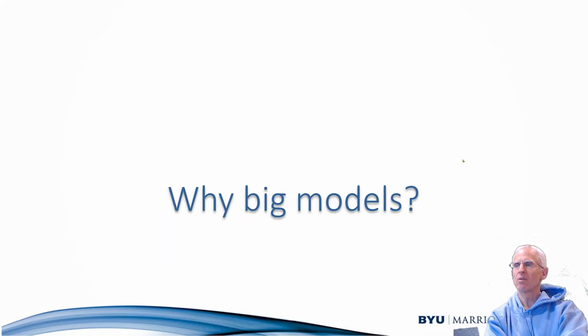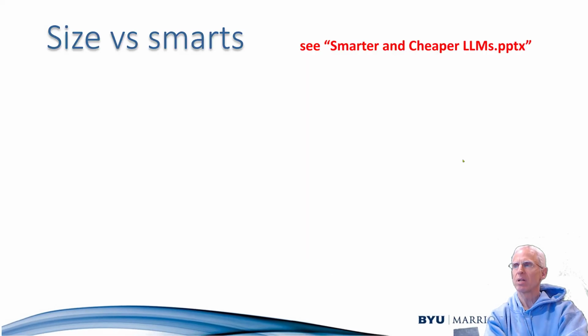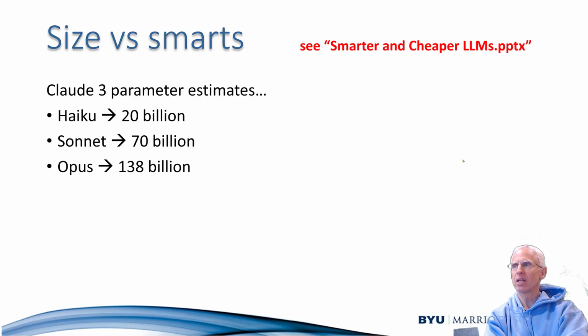All right, why do we have big models? Why do we need such big models? Claude 3 was a prior version of Claude. At this writing, we're actually up to Claude 4.5, but with Claude 3, we had Haiku at 20, Sonnet at 70, and Opus at 138 billion parameters. I have a later slide about some of their more recent models, but I don't have any idea how many parameters the more recent models have.